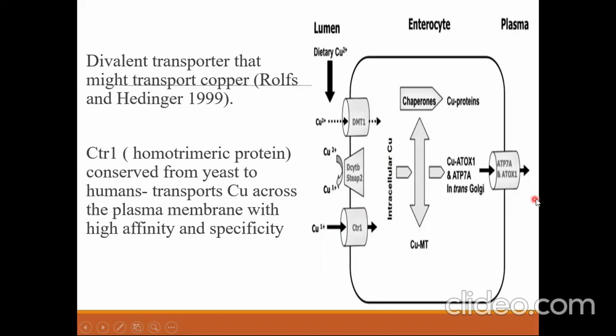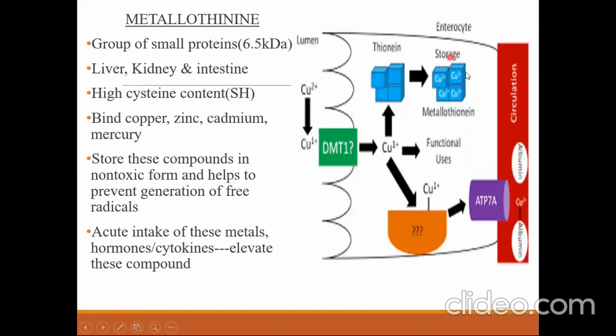They transport the copper from the lumen to the cytosol of the enterocytes with high specificity and affinity. In the enterocyte, it has two fates: it can be stored along with a smaller protein called metallothionein, or it can be functionally utilized. We'll see about the metallothionein. Metallothioneins are a group of small proteins with a molecular weight of 6.5 kilodaltons.